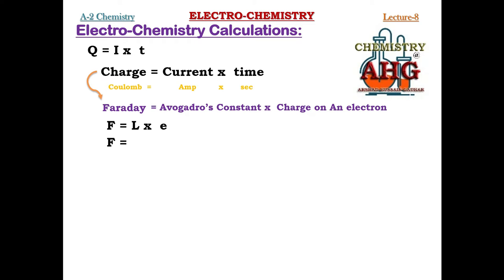Okay, let's insert the value. 1 Faraday is equal to 6.02 into 10 raised power 23. This is the value of Avogadro's constant, and the charge on an electron, you people know very well, it is 1.6 into 10 raised power minus 19 coulombs. This is the charge carried by an electron. Now if you multiply this you will get an answer of 96,320. But in chemistry whenever we do these calculations we round it off. We have rounded this numerical value to 96,500 coulombs.